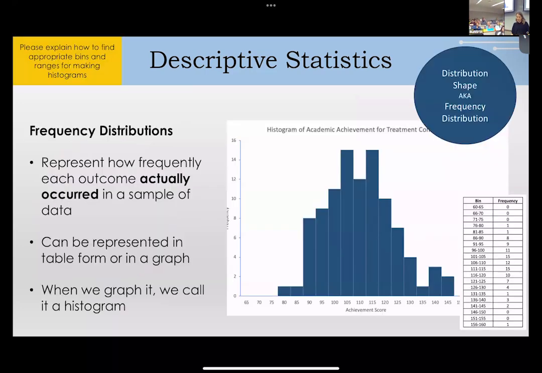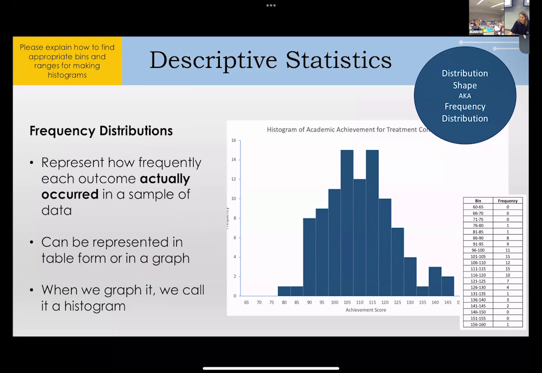Someone asked, please explain how to find the appropriate bins and ranges for making histograms. Never in your life are you going to go out in the world and make a histogram, so I'm not going to have you do it on an exam, right? Why do I have you do it on DA1? So you learn how a histogram works. Not going to have you build a histogram, so not going to show you how to build a histogram right now.